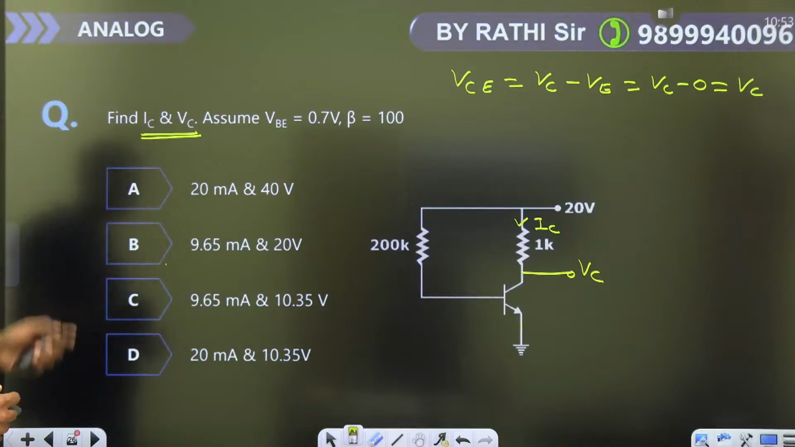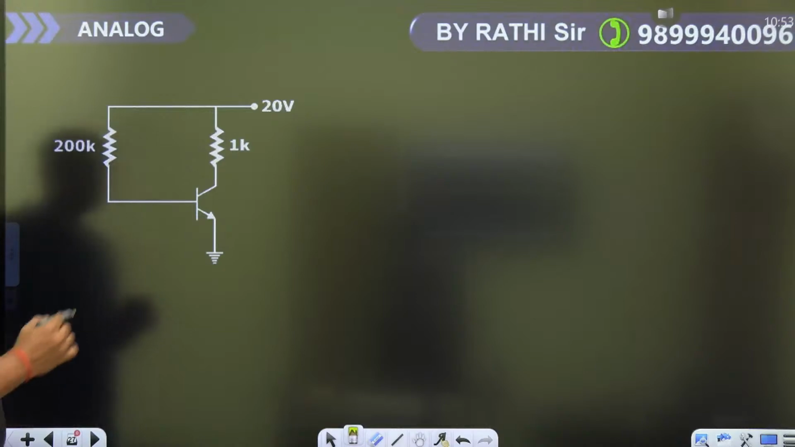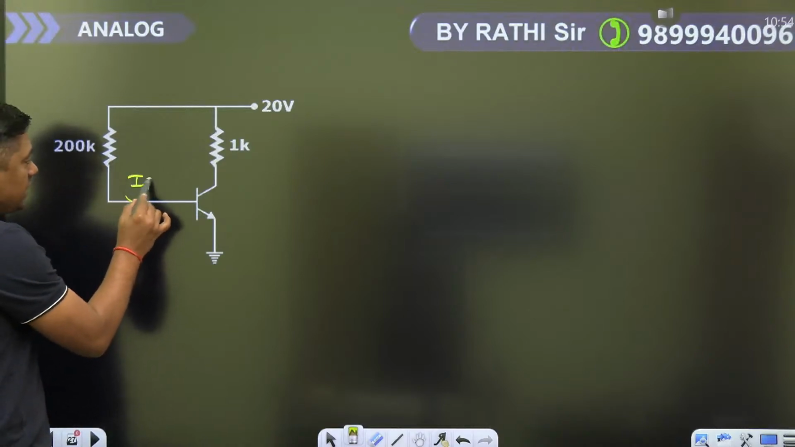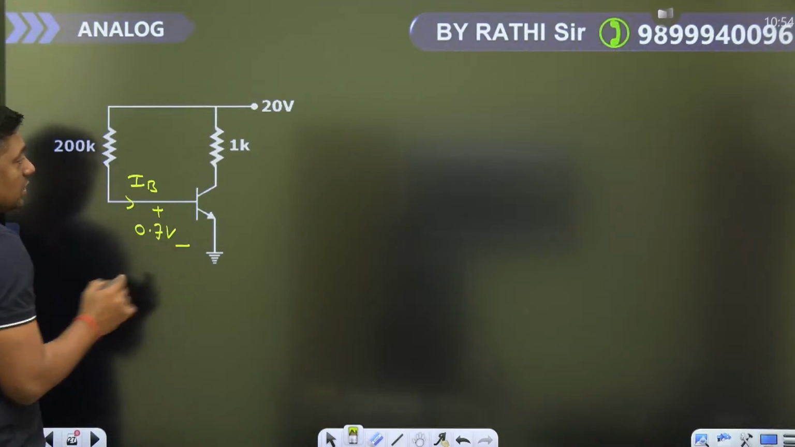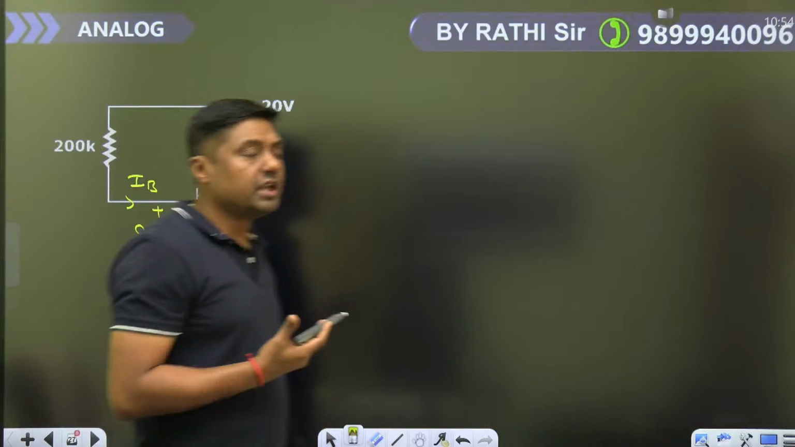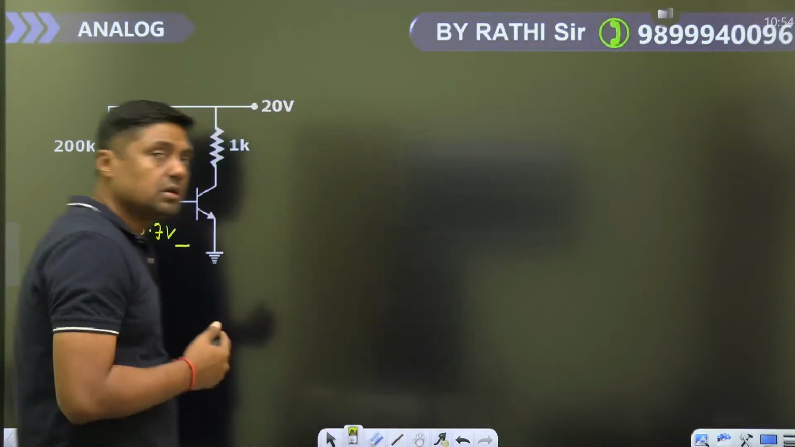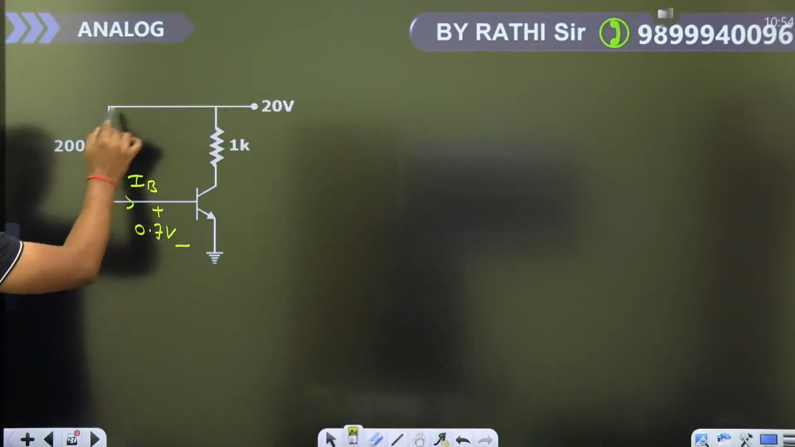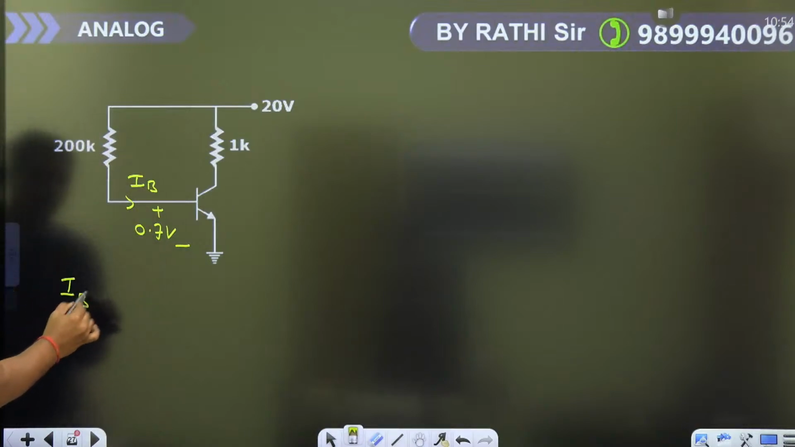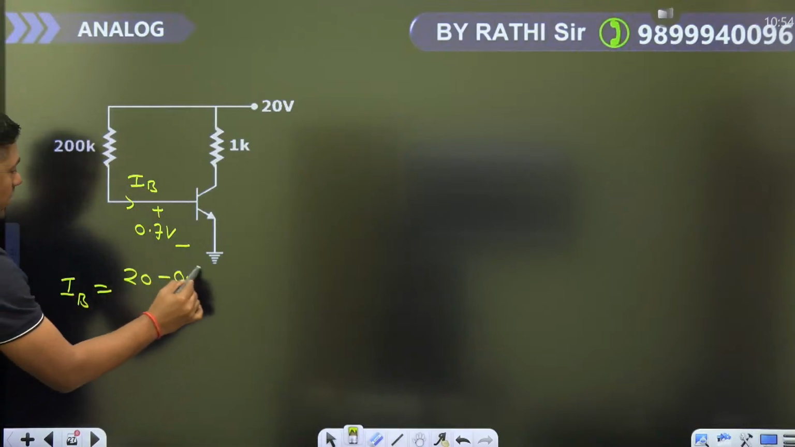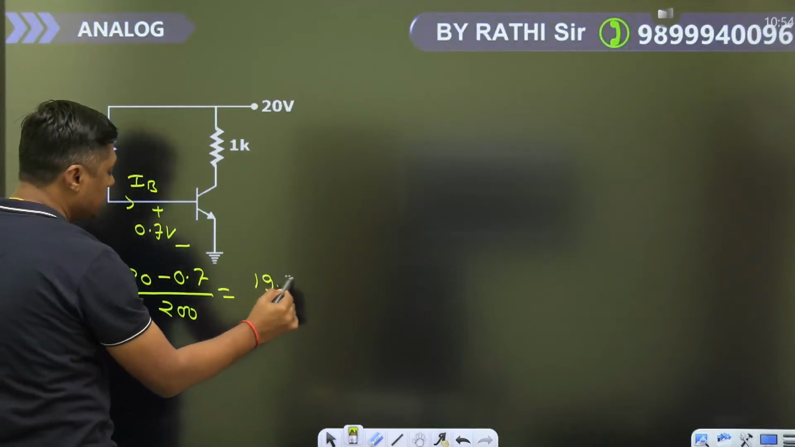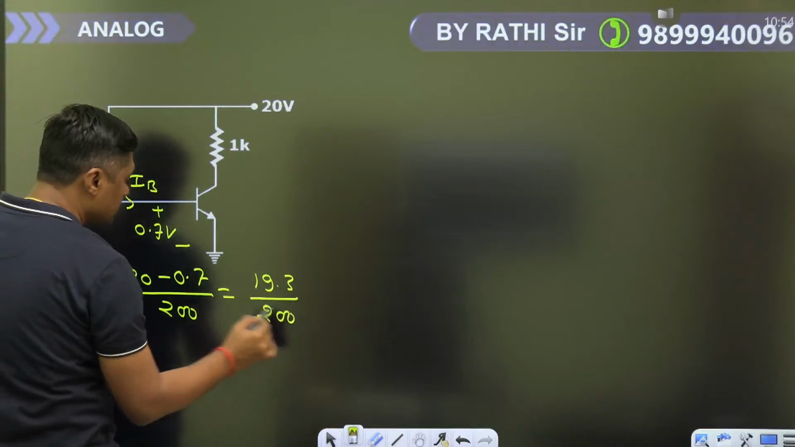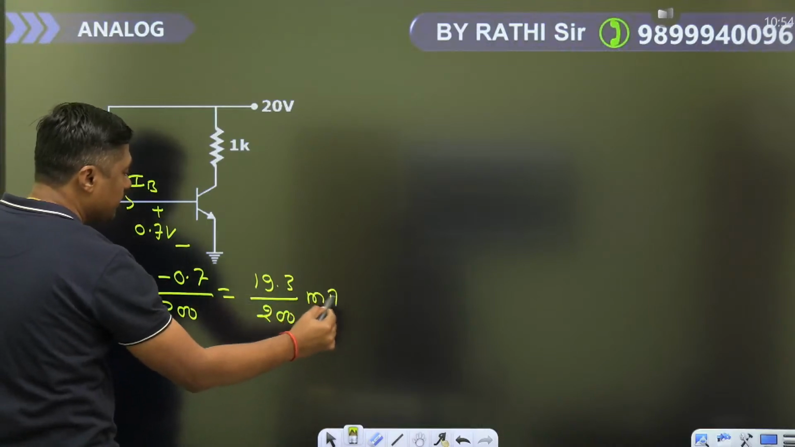Now, first question. VBE 0.7, beta 100. Remember, always find IB. We are assuming the BJT is in the active region. So this is 0.7 volt, and this is 20 volt. So what is the value of IB? IB will become 20 minus 0.7 upon 200, that is 19.3 upon 200. This is in kilo ohm, that's why it is in milliampere.